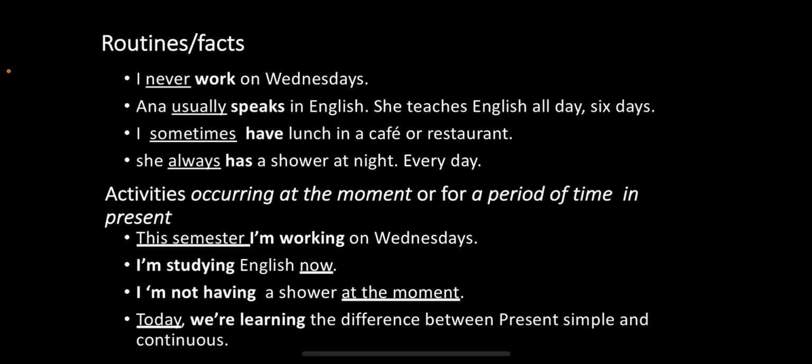Now, when we talk about the present continuous, or activities that are occurring at the moment of speaking or for a period of time, we use ing and we also conjugate with the verb to be, right? I'm working. But we also use words that help us indicate that the activity is occurring right now. So there are some phrases that most of the time we combine with the present continuous. And those phrases can be now, right now, at the moment, today, this semester, this week, this month, this year.